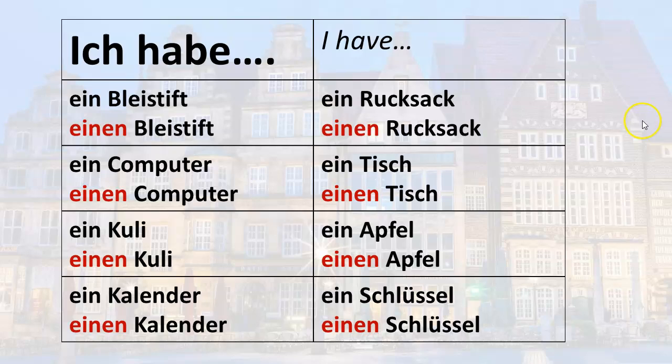So here we go. If I want to say I have a pencil, ich habe einen Bleistift. I have a computer, ich habe einen Computer. I have a pen, ich habe einen Kuli. I have a calendar, ich habe einen Kalender. I have a backpack, ich habe einen Rucksack. I have a table, ich habe einen Tisch. I have an apple, ich habe einen Apfel. I have a key, ich habe einen Schlüssel.